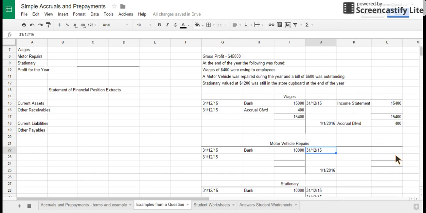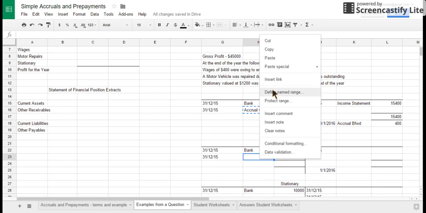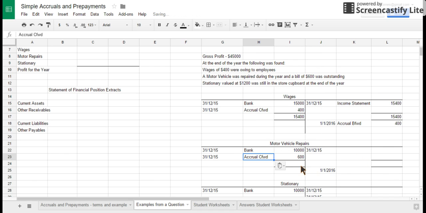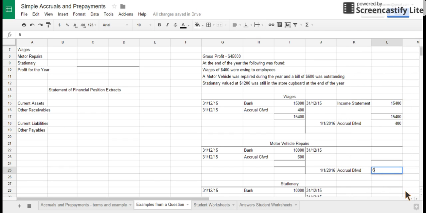Motor vehicle repairs. Well, again for this one we've got an accrual because we've got a bill not yet paid, so that's going to be 600, and it's an accrual carried forward, so I can copy that and paste that in there. Okay. Again, my accrual brought forward is going to be 600 because at the start of next year I still owe 600. Total is 10,600. I know that because the totals on both sides have got to equal 10,600.